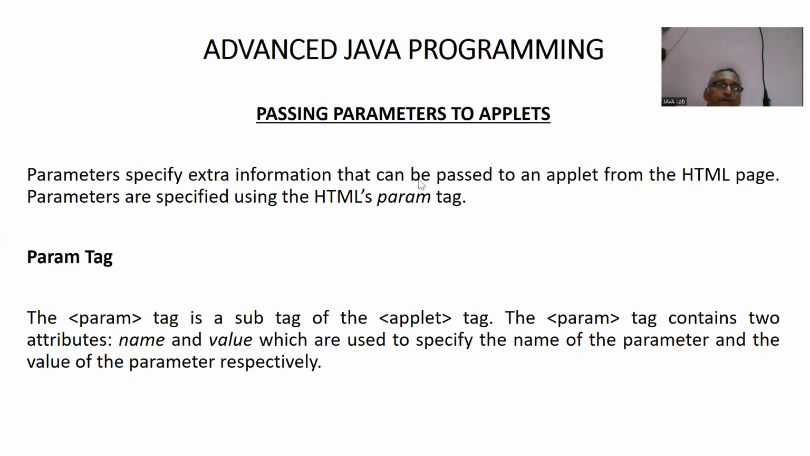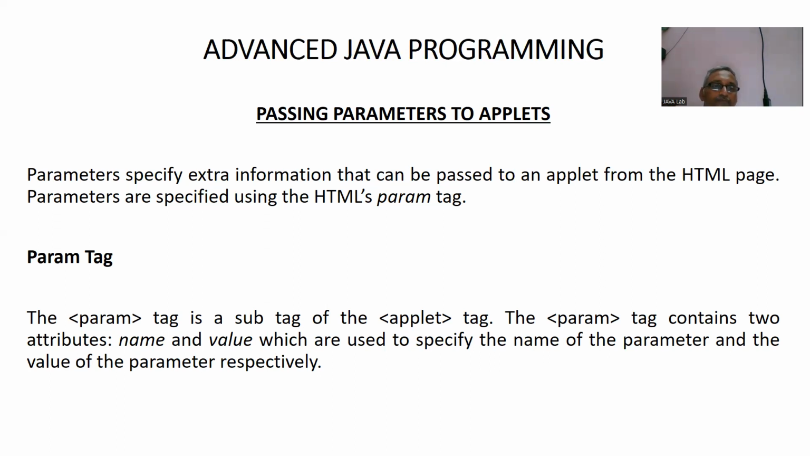Next, passing parameters to an applet. Parameters specify extra information that can be passed into an applet from the HTML page. Parameters are specified using the HTML param tag. The param tag is a subtag of the applet tag. The param tag contains two attributes, name and value, which are used to specify the name of the parameter and the value of the parameter respectively.